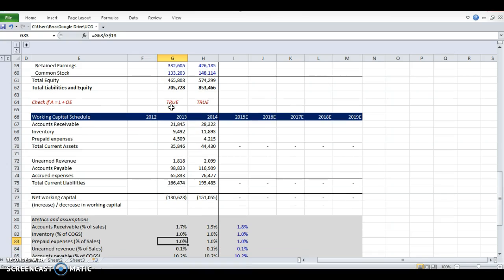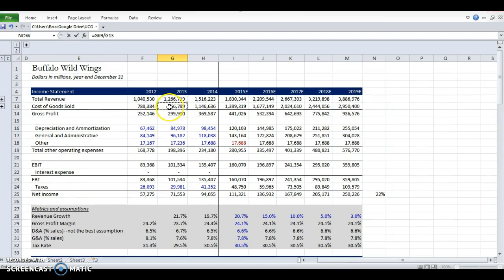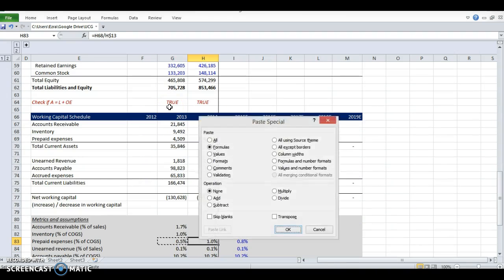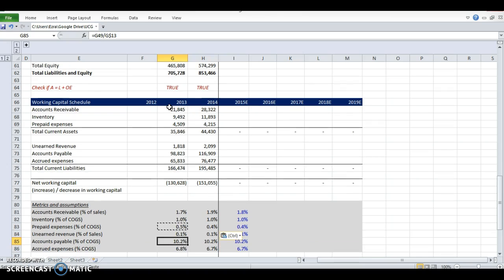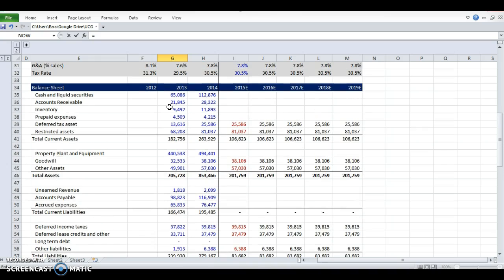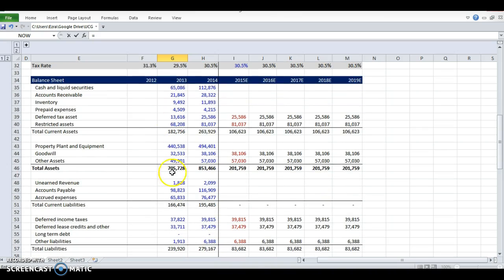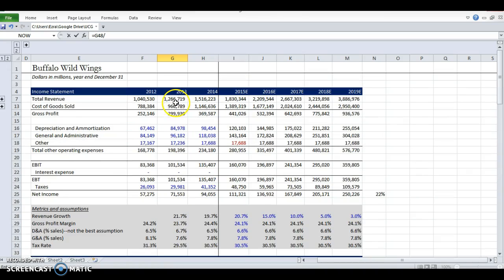Prepaid expenses. Again, these are probably going to be as a percentage of COGS. If you prepay a certain percentage of the COGS that's consistent, then this will be as a percentage of COGS. So I'm going to do prepaid expenses as a percentage of COGS, cost of goods sold. Unearned revenue, again, that's the portion of our revenue that we book without earning it yet. So I'm going to do that as a percentage of sales because that's the driver there. That's the one that makes the most sense for me.